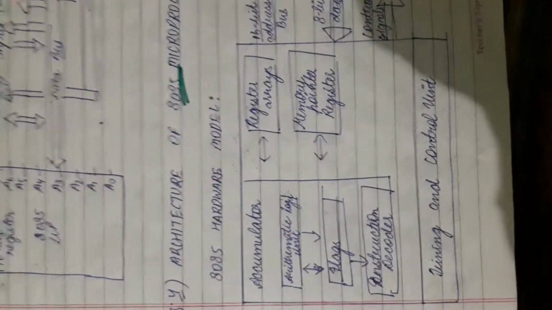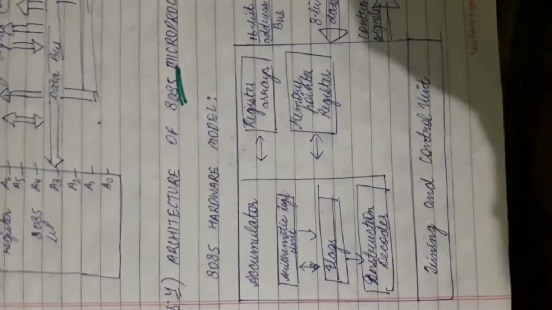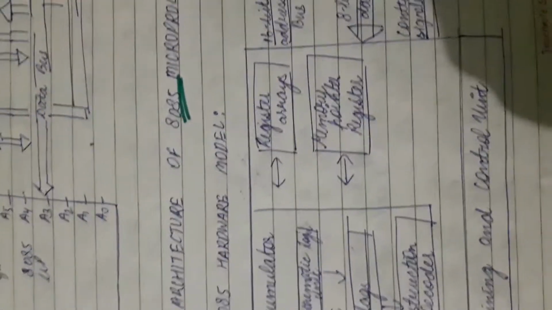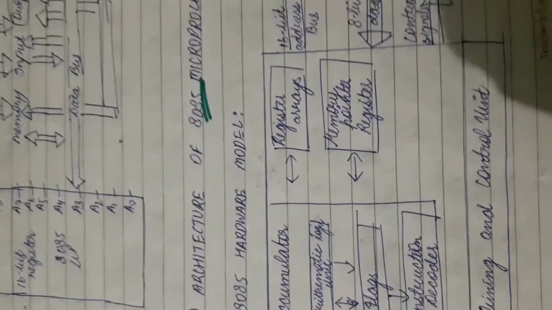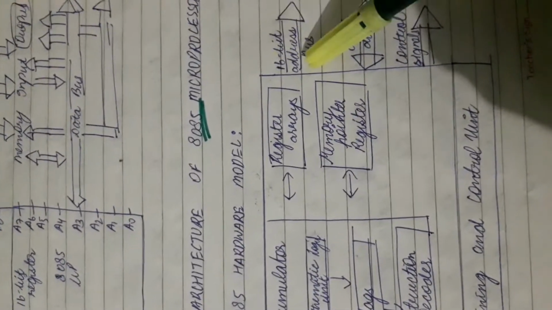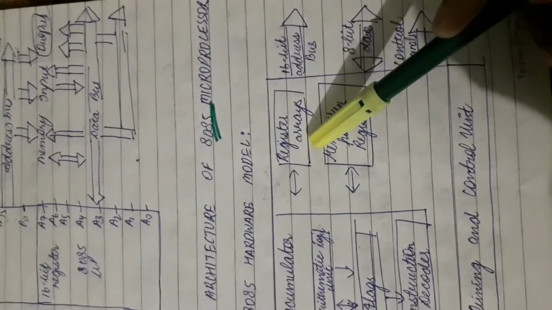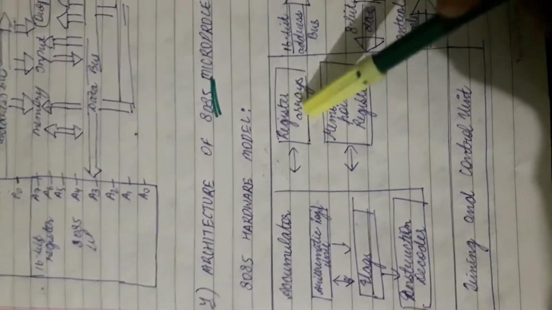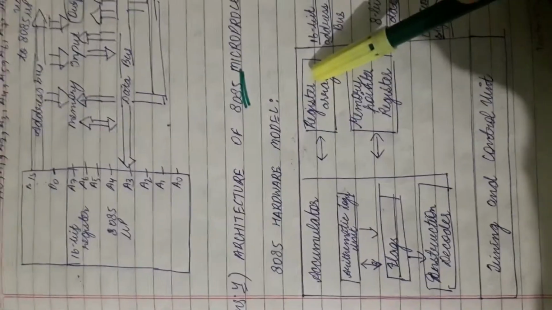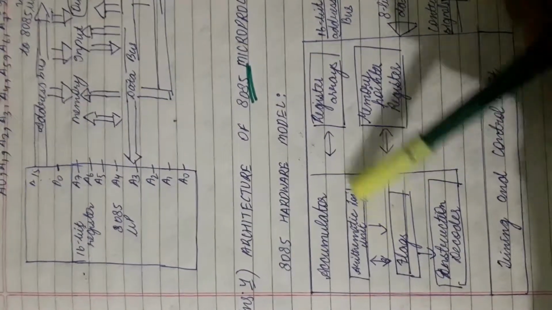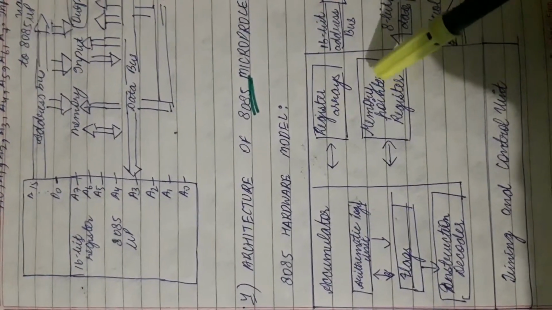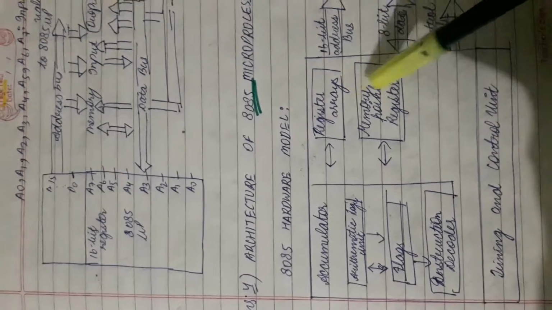These are also components of the 8085 microprocessor. So what are their main works? As soon as the 16-bit address comes from the peripheral device inside the microprocessor, they will contain the address only.